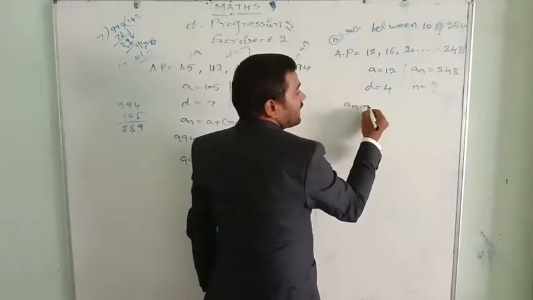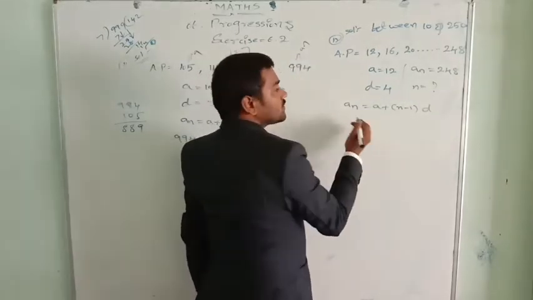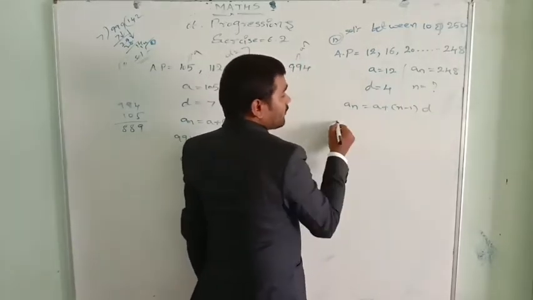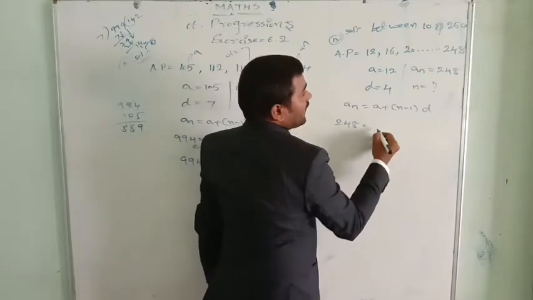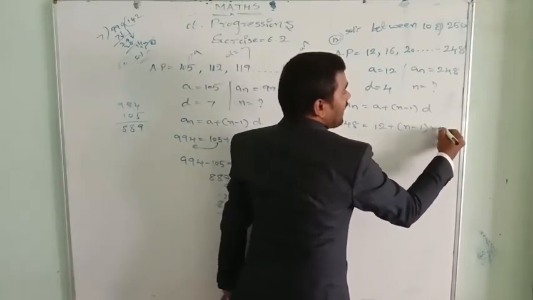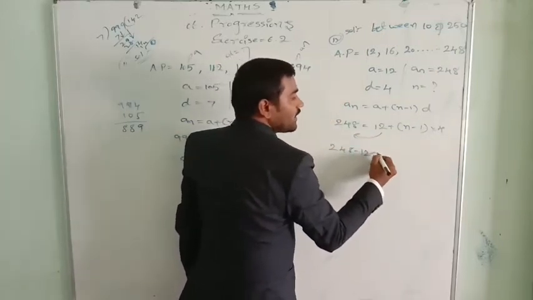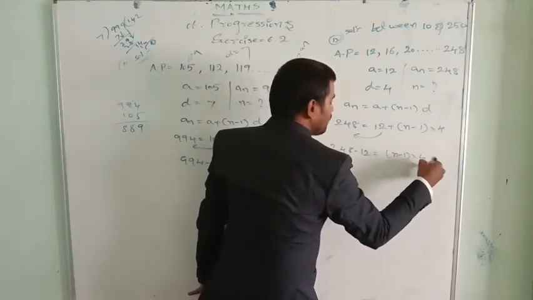Same again, an equals a plus n minus 1 into d, the same model as this one. So an equals 248, that equals a value 12 plus n minus 1 into d value 4. This 12 you transfer inside, 248 minus 12 equals n minus 1 into 4.